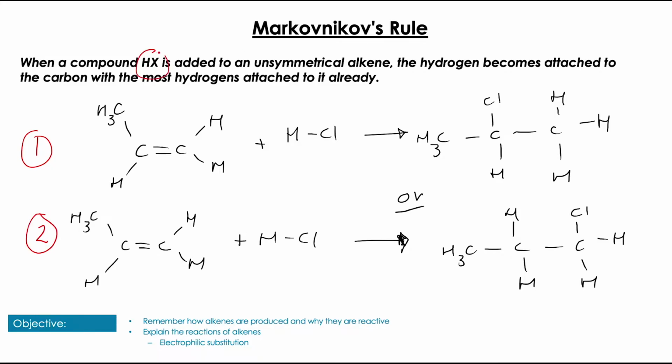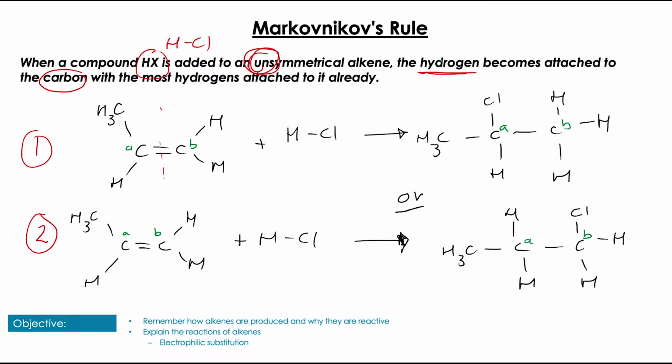Well, looking at the alkene, we can see that it is indeed unsymmetrical, and we've got a HX. Now, the hydrogen becomes attached to the carbon with the most hydrogens, which in both cases is this hydrogen B on the right-hand side.